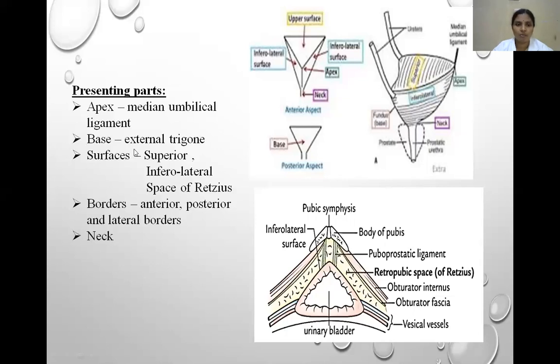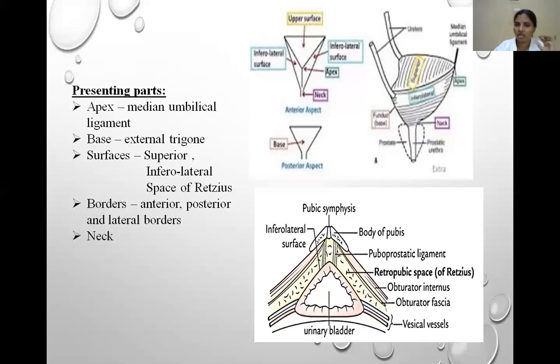Then what is the base? So base is otherwise called posterior surface. In the next slide we'll see. So what are the parts? Apex, then base. Then what are the surfaces? So the surfaces are superior surface, which is almost triangular in shape. This surface is covered by peritoneum, and the rest of the surfaces are non-peritoneal.